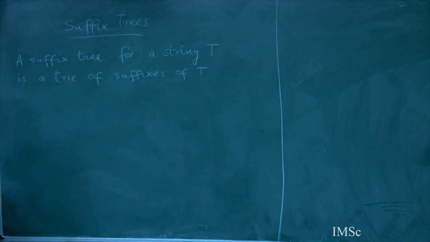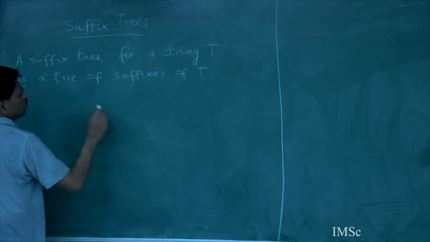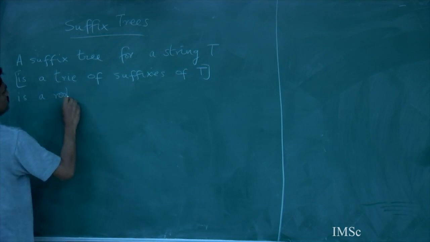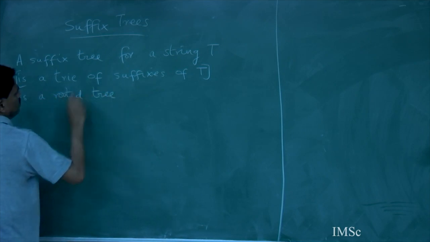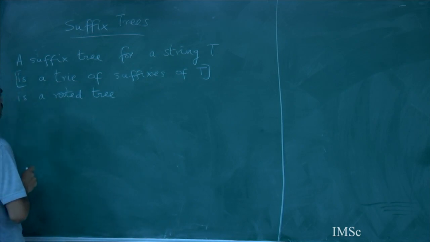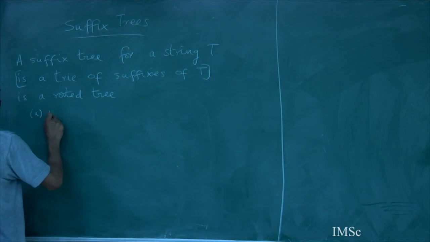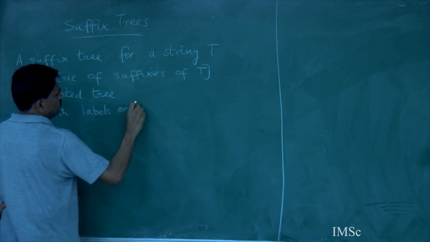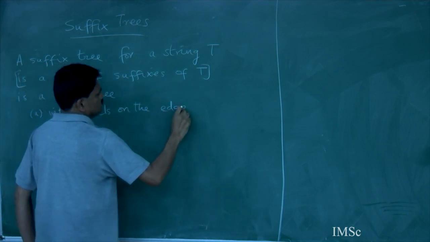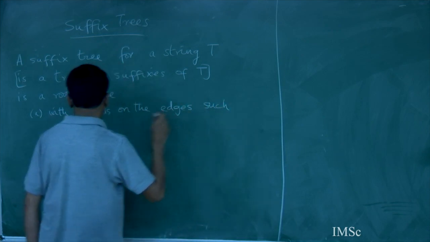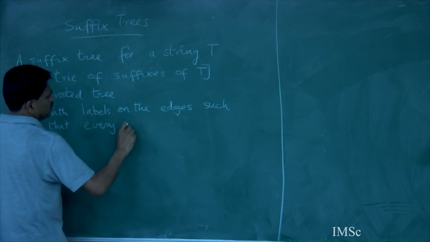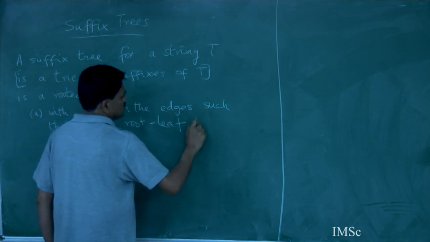So write down all the suffixes of the string, and then we build this tree. Okay, what is it more precisely? It is a rooted tree with labels on the edges such that every root to leaf path corresponds to a suffix.